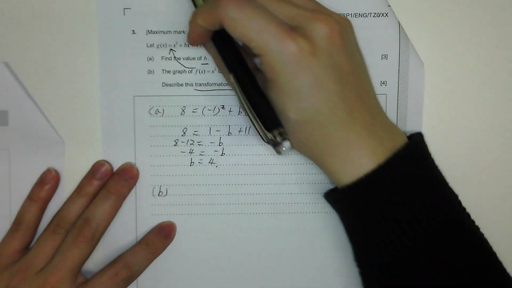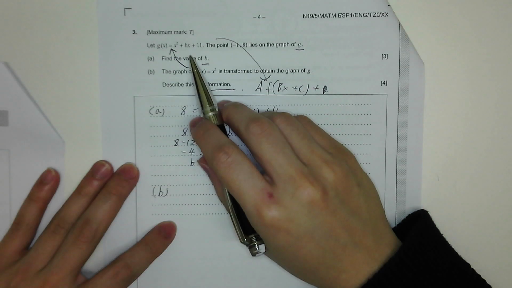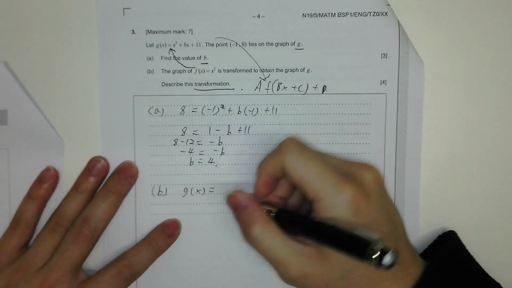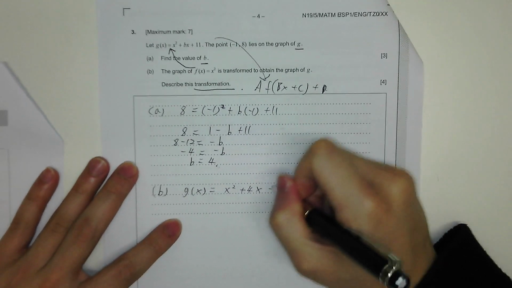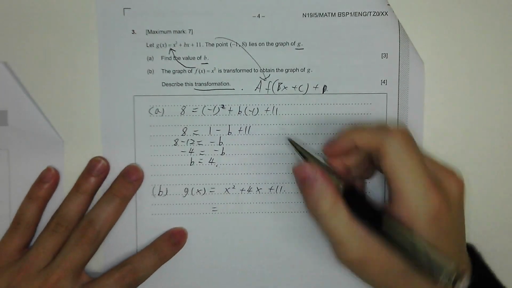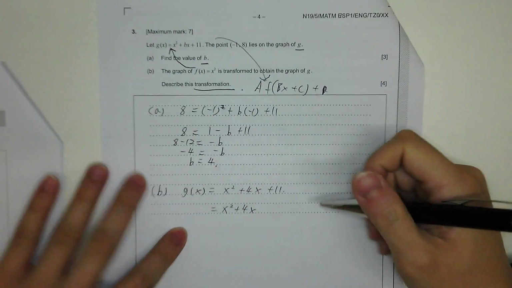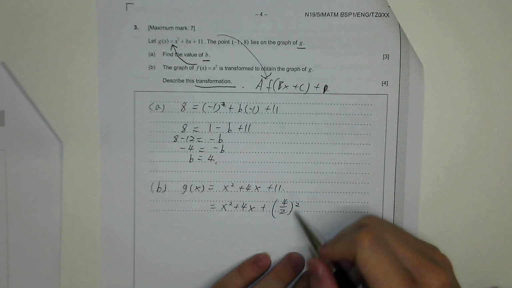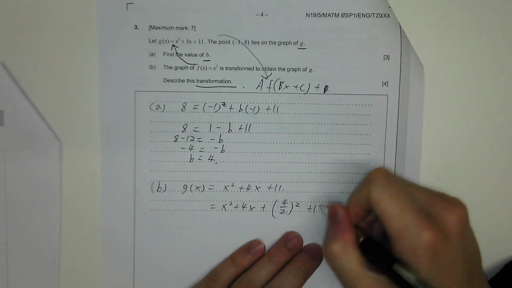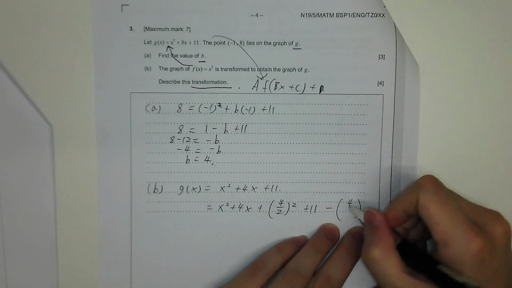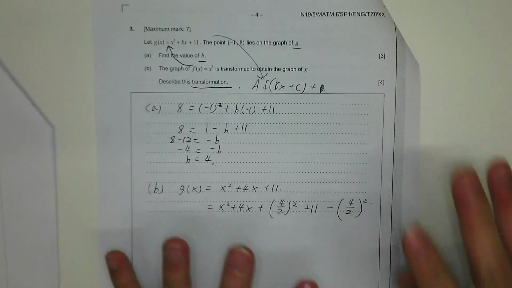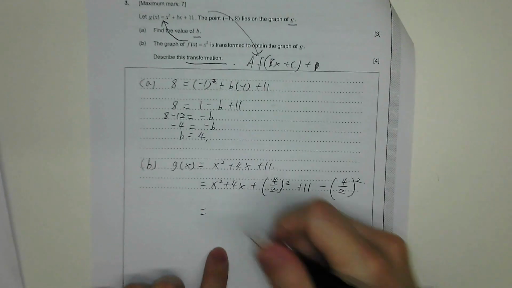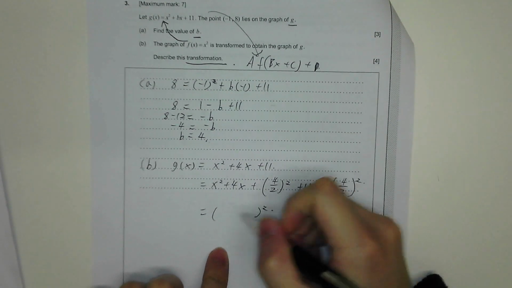So let's write g(x) in vertex form first. That means we have to complete the square. Let me rewrite g(x): x squared plus 4x plus 11. Let's do completing the square. For x squared plus 4x, we have to add b over 2 squared, where b is 4, and then plus 11. Then we subtract the same thing, b over 2 squared, at the back, to pretend that we didn't add anything. It's still equal. For the first three terms, we can combine to make a square.